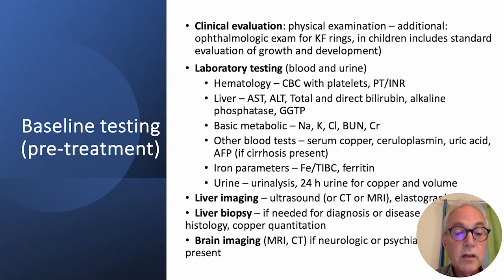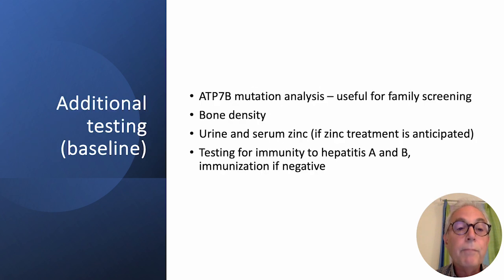Imaging should include at least an ultrasound or maybe a CAT scan or MRI just to know structurally how the liver is doing, and if it's available, elastography, which helps us look non-invasively at the scarring in the liver. Additional baseline testing may include mutation analysis for ATP7B, and this is useful for family screening. And bone density testing can be performed to have a baseline in adults, and this helps us later on, especially when we are concerned about potential loss of bone density at a faster rate in some patients.